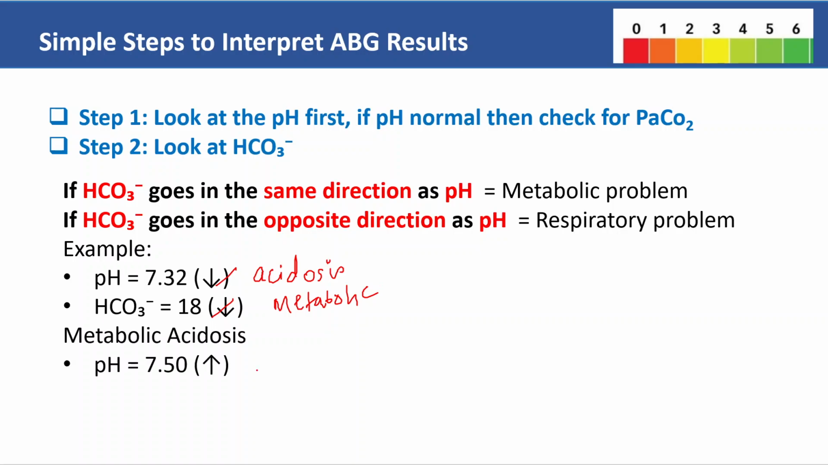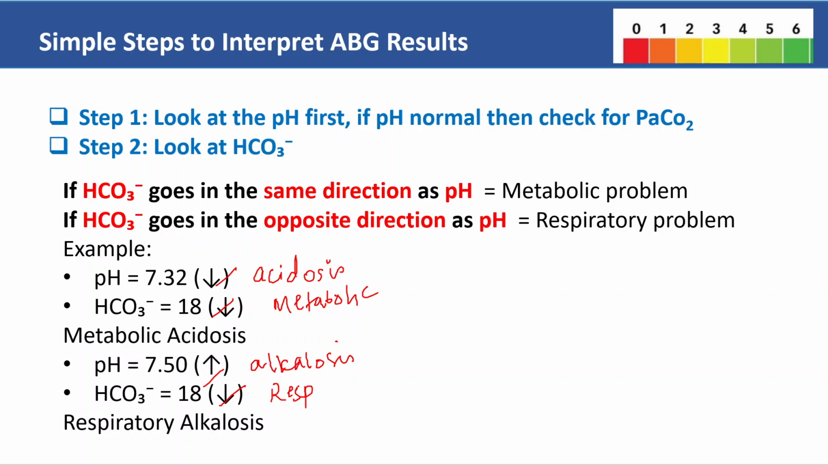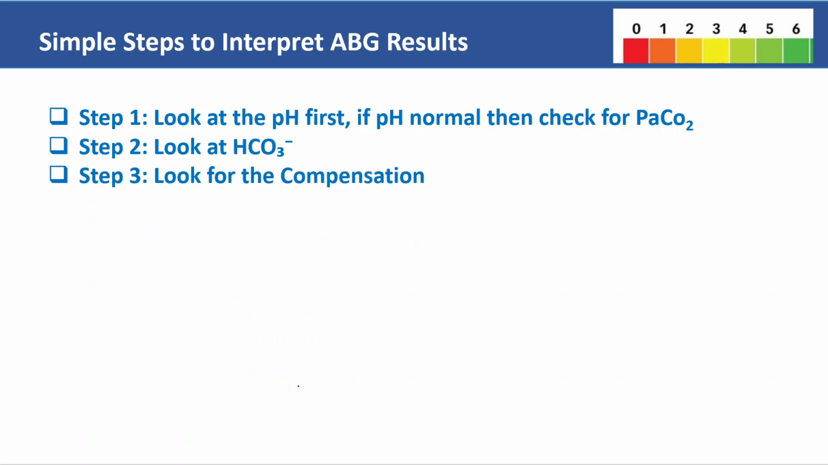This pH is 7.50, it means alkalosis, right? So bicarbonate is less, both are in opposite directions, so I have to put it as respiratory alkalosis.